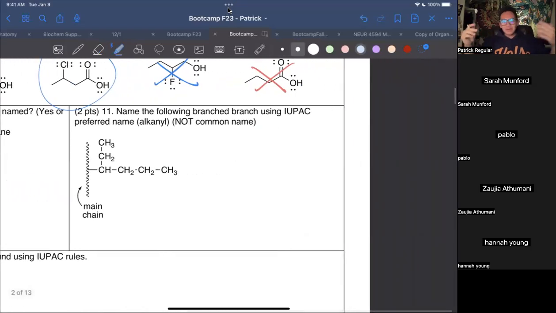No, not another branch of a branch. Yeah, it sucks. But hey, they're making it easier on us. We have a main chain that we don't have to worry about. We just have to name the branch of a branch.